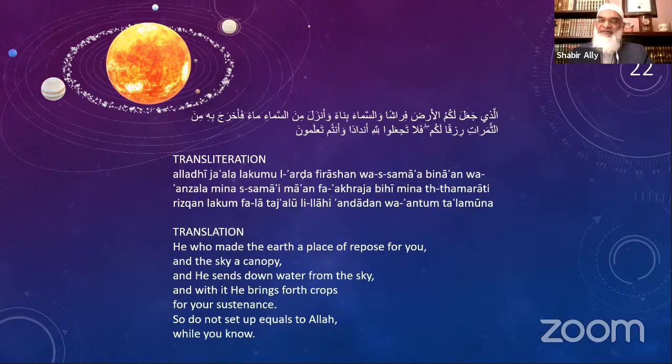So instead of having to pause and restart, the reciters of the Quran have adopted this strategy of assimilating the noon of tanween into the next letter. So that's how we get rizqallakum, rizqallakum. Okay, so let's look at the transliteration and try to read it from that and see if we have to point out anything that might be troublesome there.